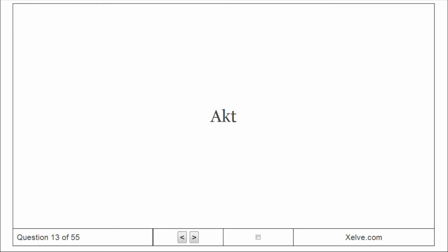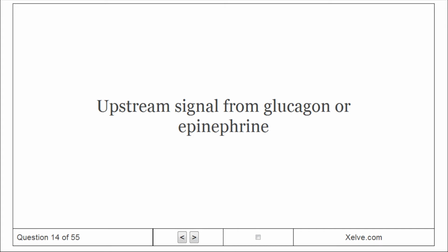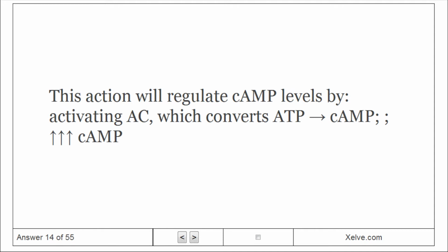AKT. This kinase is primarily responsible for mediating phosphorylation in the insulin response. Upstream signal from glucagon or epinephrine. This action will regulate cAMP levels by activating AC, which converts ATP to cAMP.